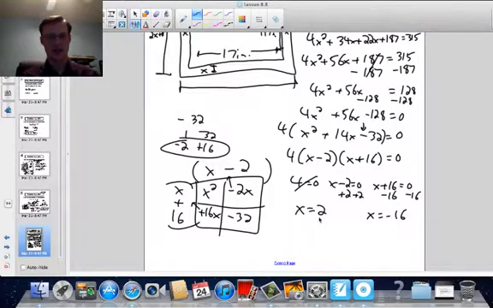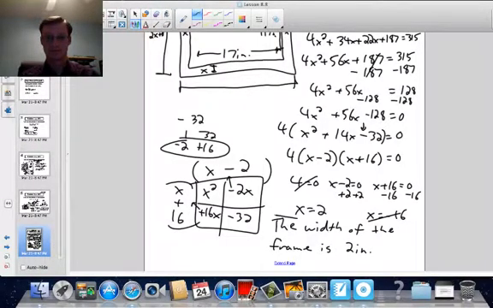Practically speaking, there's no way that that can be negative 16 in a geometric sense. You're looking at the length of it, it's not going to be negative 16. So it's going to be 2 inches. This one, when you look at the context of the problem, does not make sense. Now, if they ask in words, you need to answer in words. So the width of the frame is 2 inches. And for clarity, we'll go ahead and circle that.